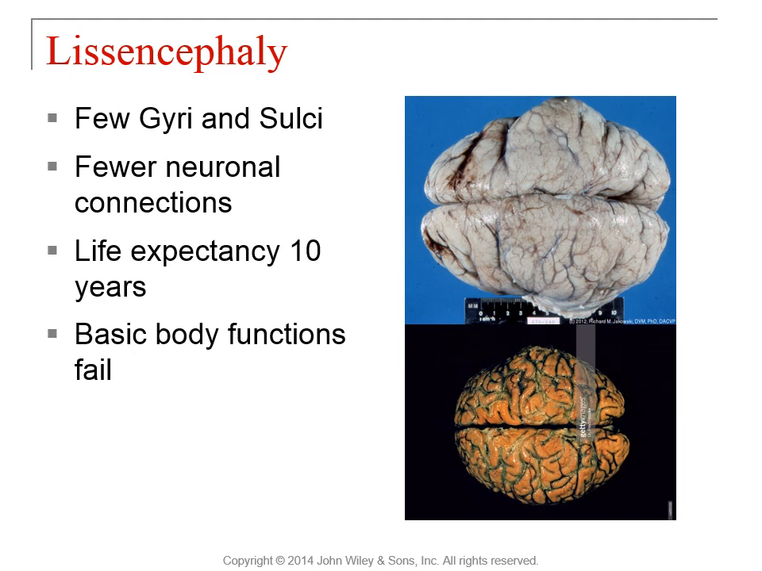Now, remember I talked before about having a lot of gyri, a lot of sulci. Unfortunately, we've run into a problem where you have not enough of these infoldings, which means there's not enough neural connections, known as lissencephaly. This person basically has a very abnormal brain. These people generally do not live very long, maybe about 10 years life expectancy, very simply because of the lack of neural connections. Certain body processes start to fail.